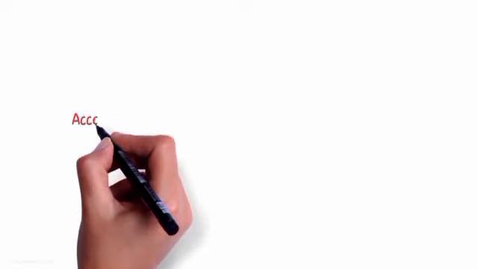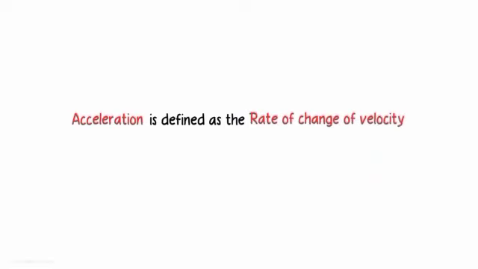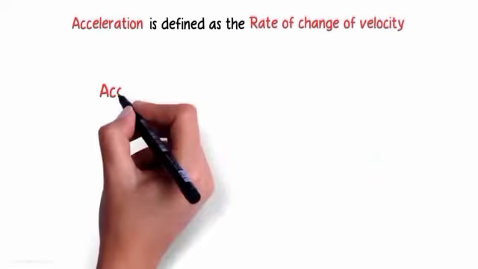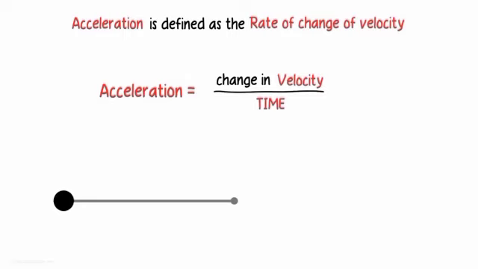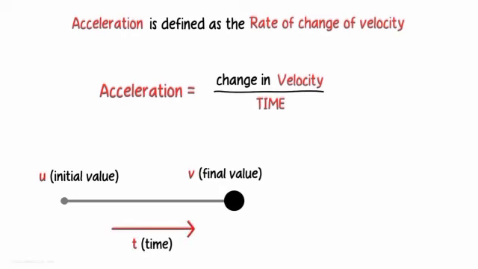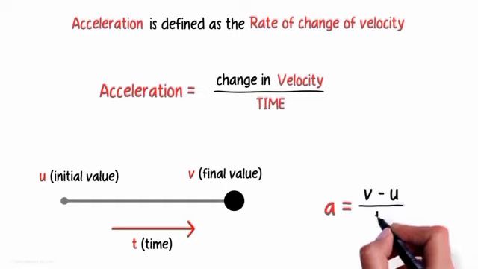But how is acceleration calculated? Acceleration is defined as the rate of change of velocity. In terms of formula, acceleration can be written as change in velocity over time. If the velocity of an object changes from an initial value of u to the final value of v in time t, then the acceleration a can be written as (v minus u) over t.